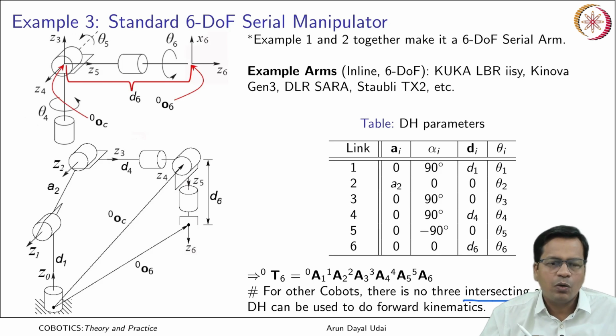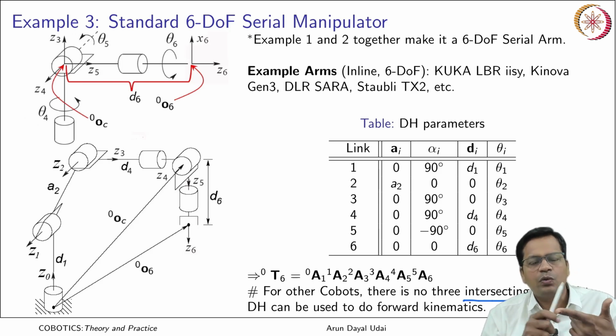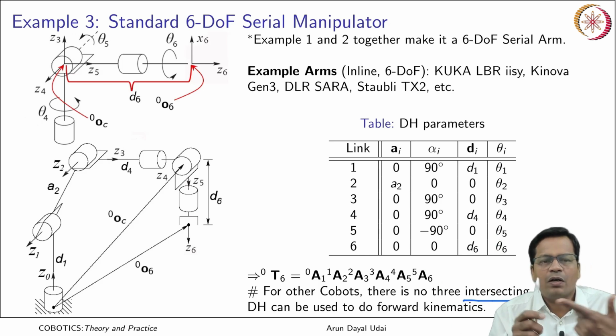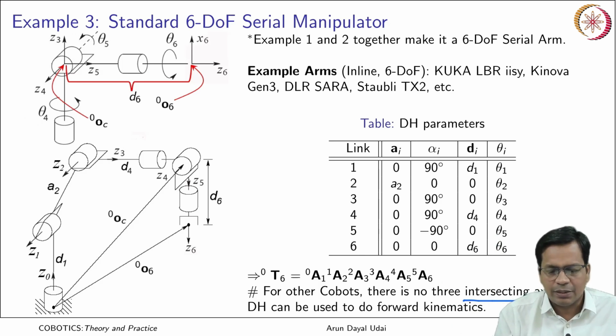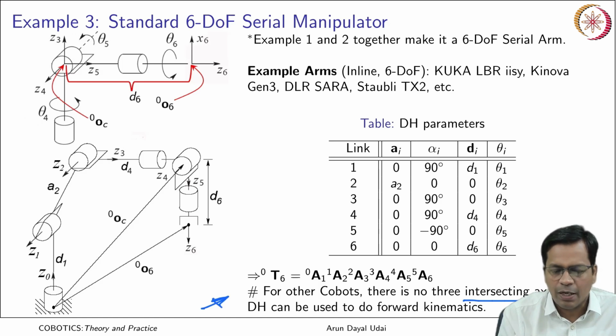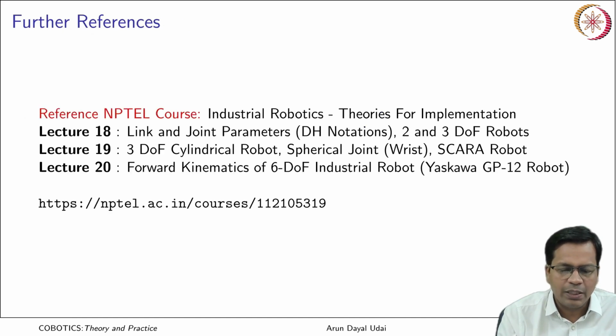For all other cobots, there are no intersecting axes in the wrist. Most of the cobots, you see, there are only two axes which are intersecting next to each other. There is never a place where all the three axes are intersecting. That is what I mean, normally for the UR arm and many other similar arms. Okay, we will talk about that later.